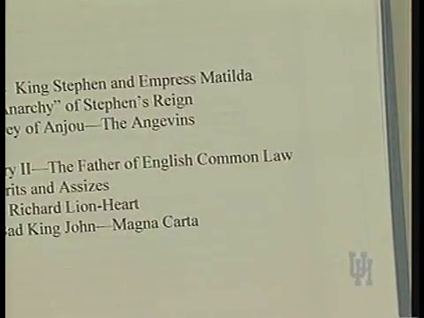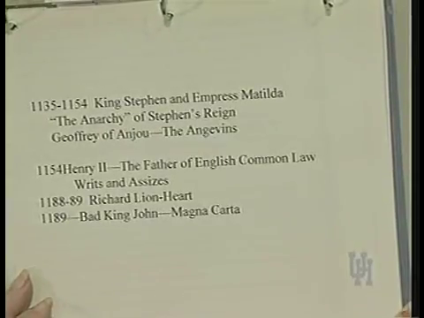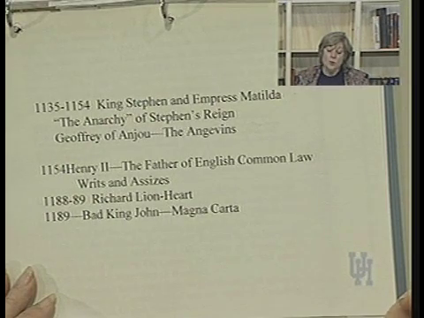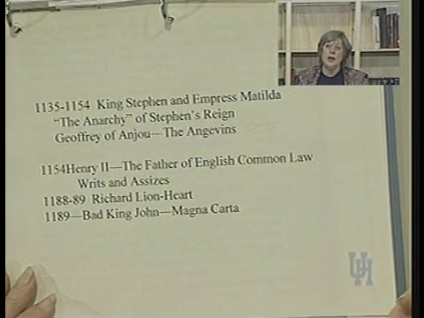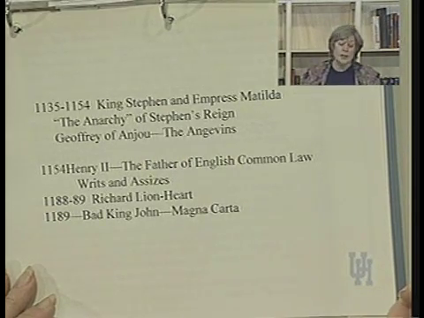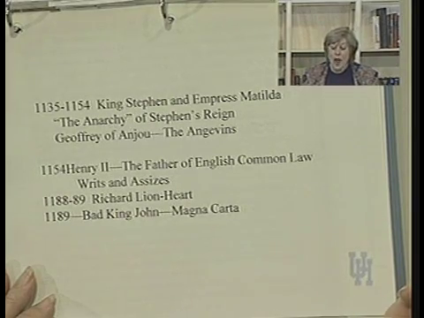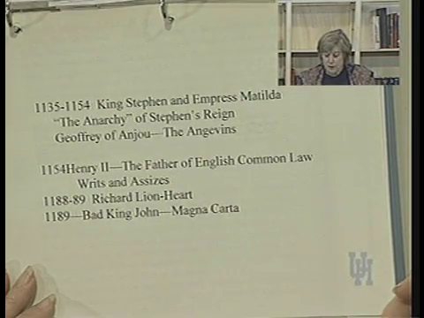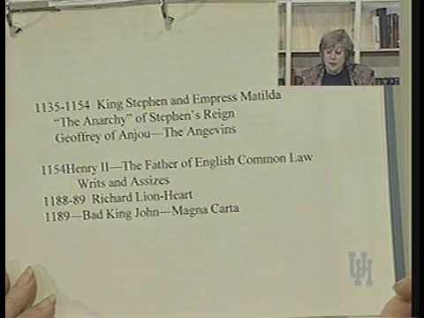In 1135 to 1154, King Stephen and the Empress Matilda engaged in a civil war. What happened was Henry I died after his son died. His only son was killed, and so he left the kingdom to his daughter Matilda. His nephew Stephen grabbed the throne, and Stephen's reign is routinely called the Anarchy. The Empress Matilda claimed the throne. She married Geoffrey of Anjou, and the family thereafter is called the Angevins.